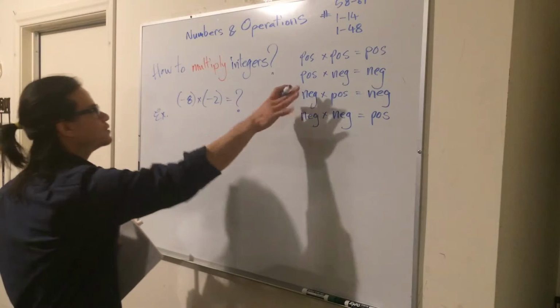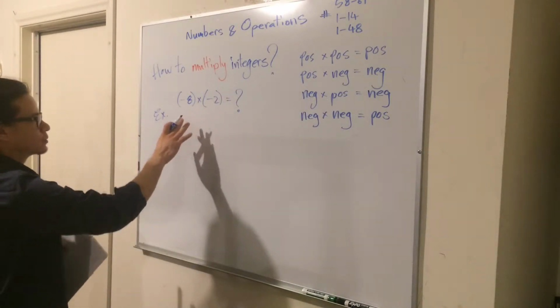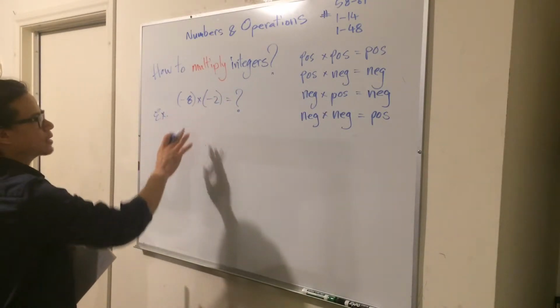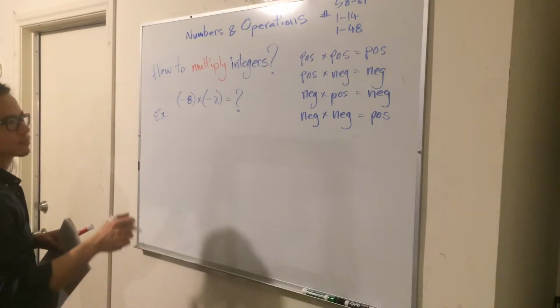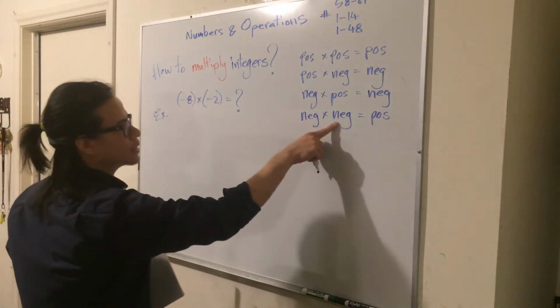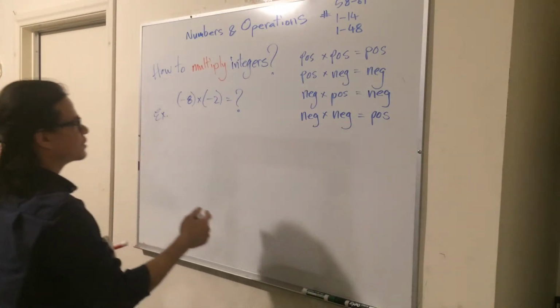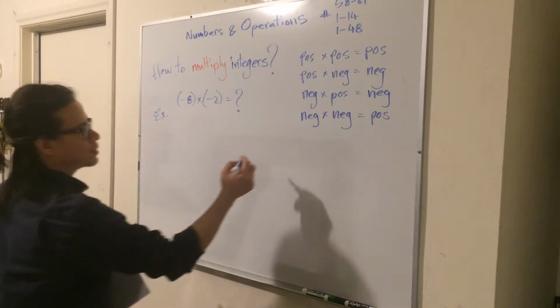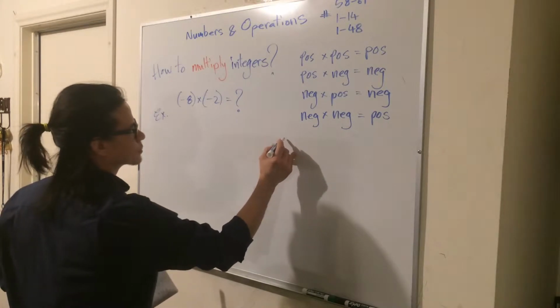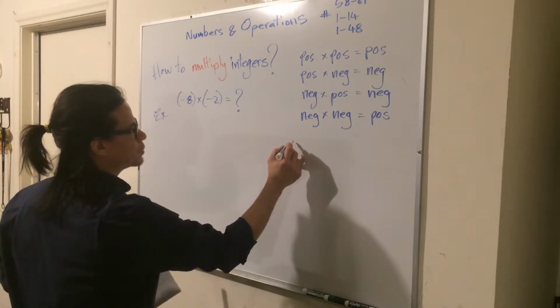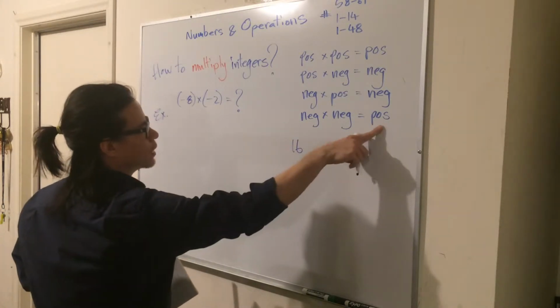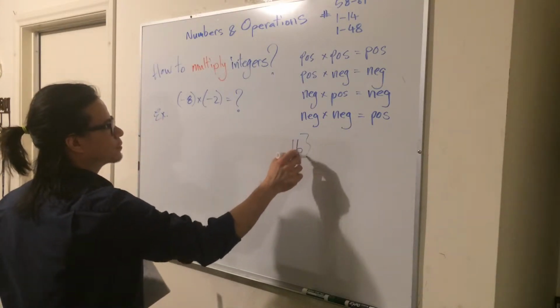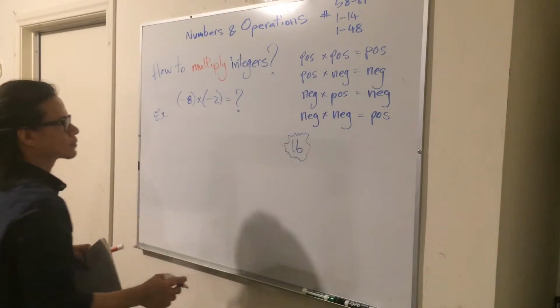Using that rule here, let's apply it towards our example. So here you have a negative 8 times a negative 2. So here we have a negative times a negative gives us positive. So you can say 8 times 2. 8 times 2 is 16. And our answer is going to be positive. Okay?